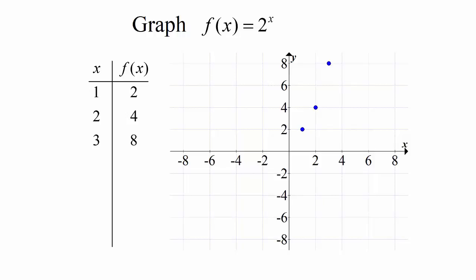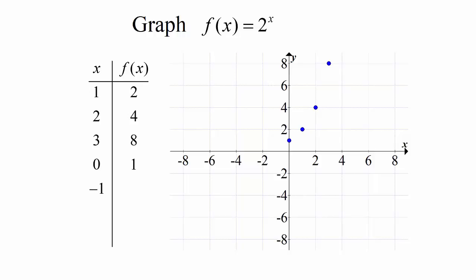If we pick out a number like 0, it gets a little trickier. 2 raised to the 0 power. You might remember this from when you first learned about exponents. Anything to the 0 power comes out to be a 1. So 0, 1 is the dot right here.